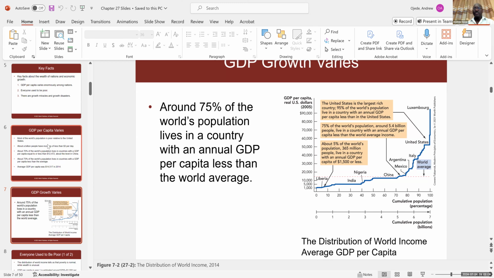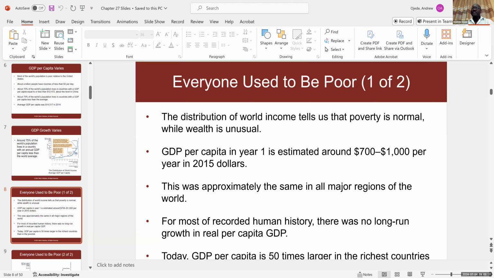Everyone used to be poor. The distribution of world income tells us that poverty is normal while wealth is unusual. GDP per capita in year one is estimated at around $700 to $1,000 per year in 2015 dollars. In year one, this was approximately the same in all major regions of the world. Everybody was about the same, was poor.